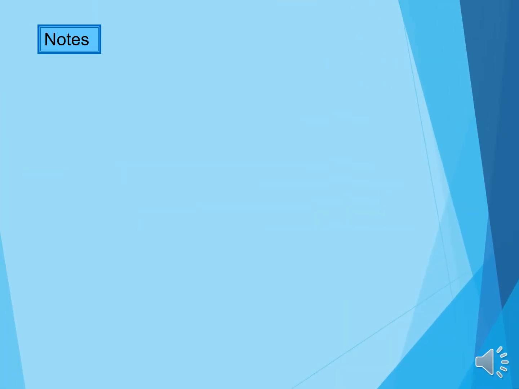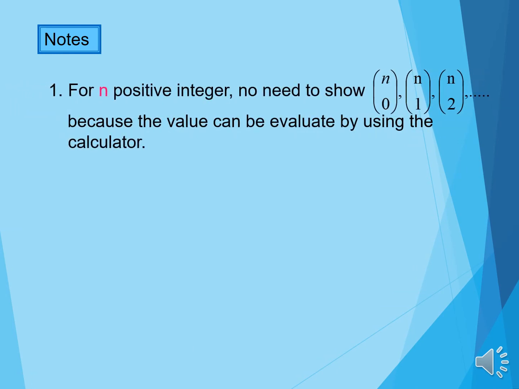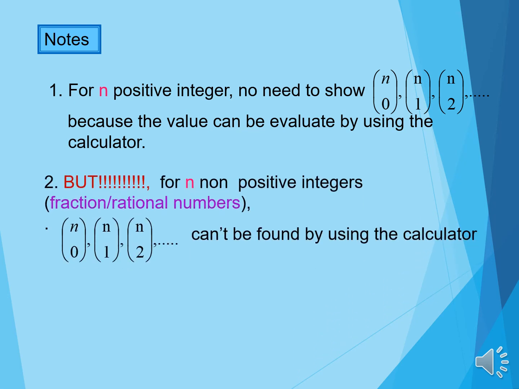Note that for n a positive integer, no need to show n choose 0, n choose 1 or n choose 2 because the value can be evaluated by using the calculator. But for n a non-positive integer, fraction or rational number, n choose 0, n choose 1 or n choose 2 cannot be found by using the calculator.